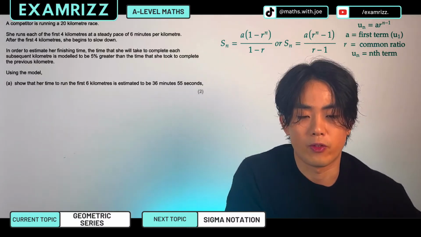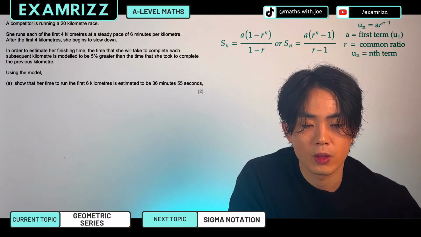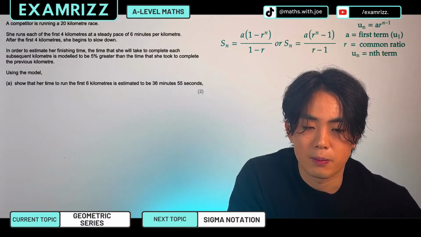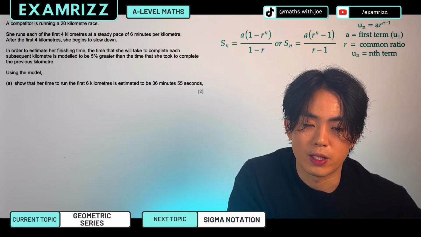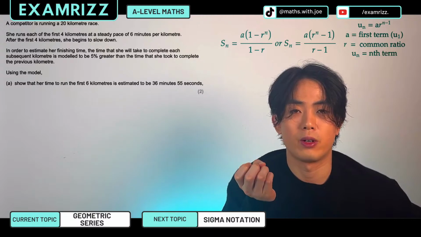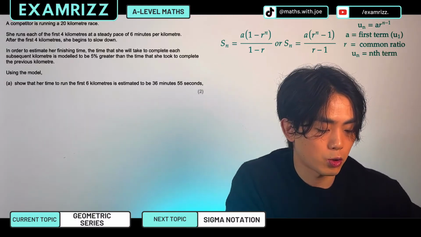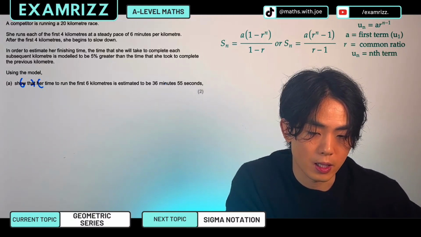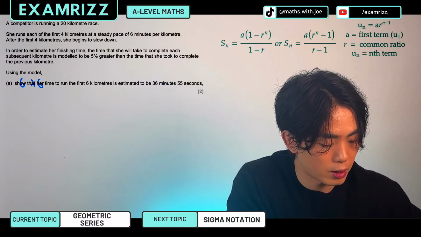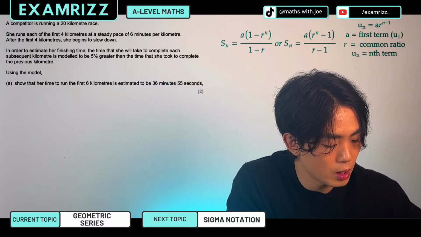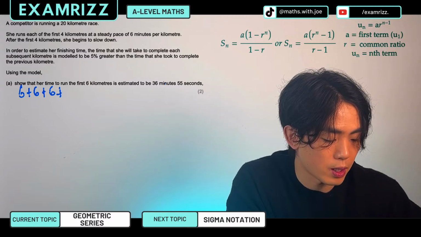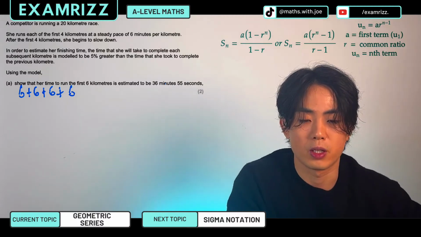Right, so we've got a lot of information, okay? So first, let's break it down. Looking at the first paragraph, it says she runs each of the first 4 kilometers at a steady pace of 6 minutes per kilometer. So the time it takes for the first 4 doesn't change. We can straight away say it's going to be 6 plus 6 plus 6 plus 6. Just 24, right? It's the first 4 kilometers.